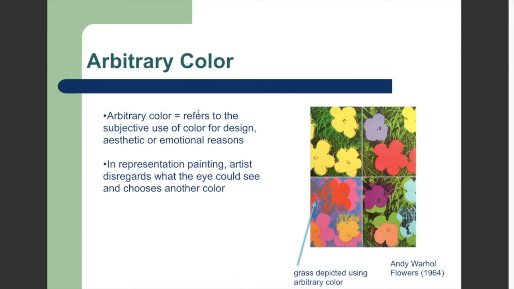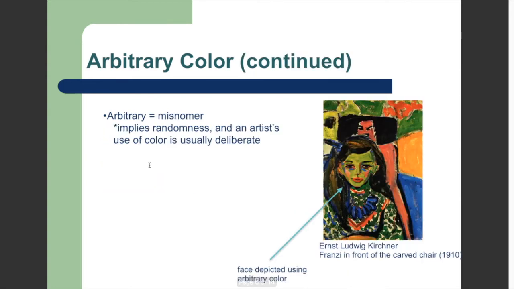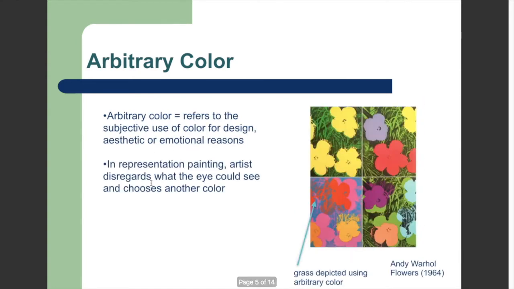Arbitrary color refers to the subjective use of color, and this is for aesthetic or emotional purposes. So basically, the artist disregards the color that could be seen with the eye under any lighting condition, and they choose another color, and they do this for expressive effect. So here, Andy Warhol makes the grass red. Okay, grass is never red. Okay, and this is referring to representational painting.